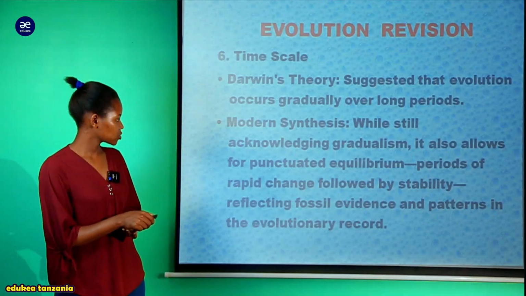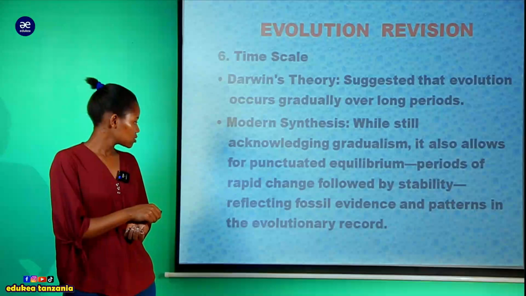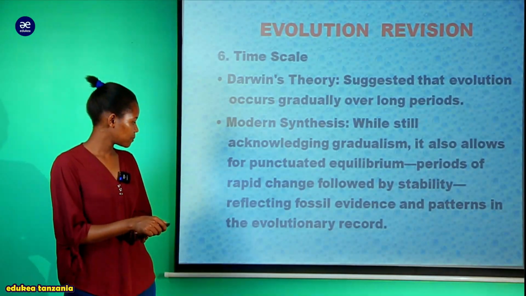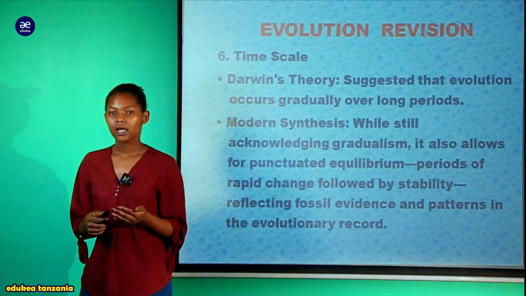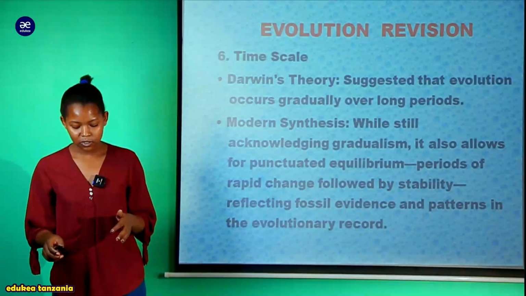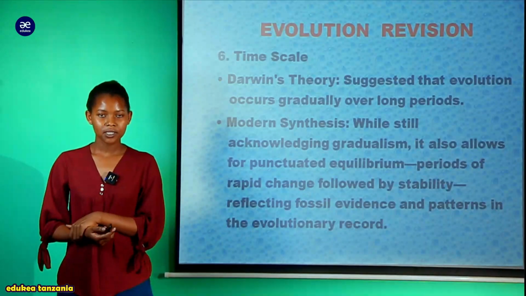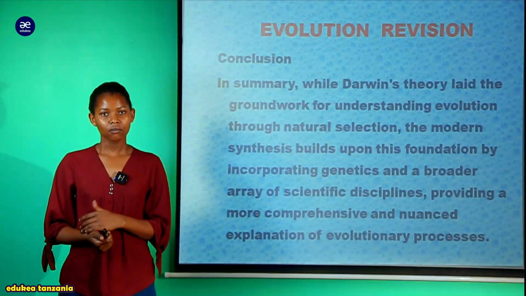It also allows for punctuated equilibrium, periods of rapid change followed by stability, reflecting fossil evidence and patterns in the evolutionary record. That's what makes the difference between the Darwinist theory as well as the modern synthesis theory.